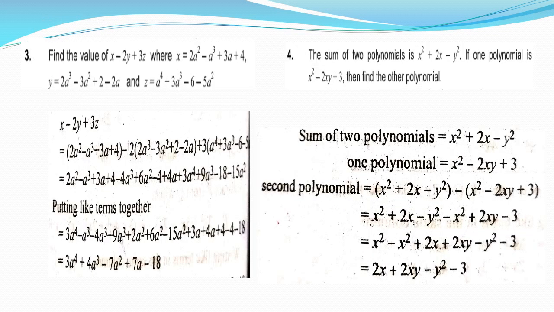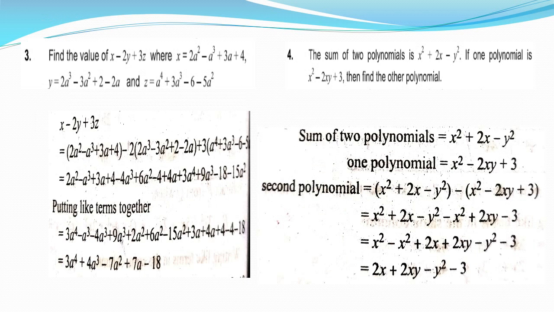Question number 3. Find the value of x minus 2y plus 3z, where x is equal to 2a cube minus 2a square minus a cube plus 3a plus 4, and y and z are as given. We just put the values of x, y and z in the given expression, but when we put the value of y, we first multiply it by minus 2, then we put the value of z and multiply it by plus 3, and then we put like terms together and perform the operation, which is addition or subtraction.